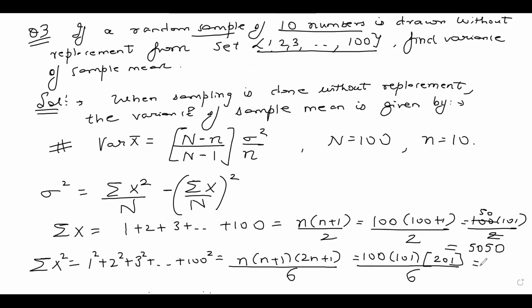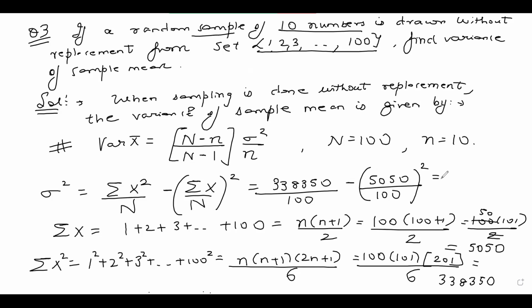If I calculate this, we have 100 into 101 into 201 divided by 6, which is 338,350. I'm verifying it's 338,350. So this comes out as summation x square is 338,350 over 100 minus summation x is 5050 over n is 100 squared up.